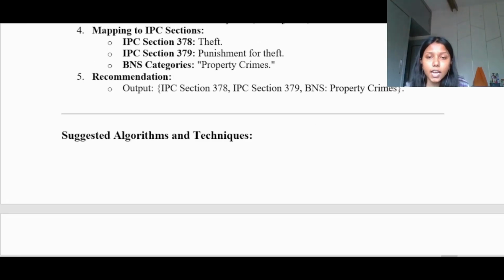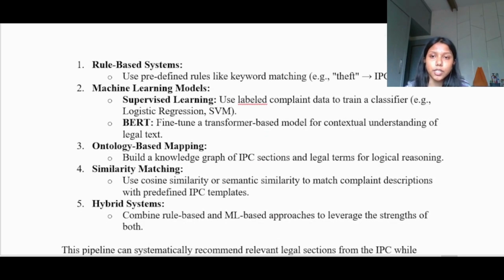The suggested algorithms and techniques for this process include rule based systems. Use predefined rules like keyword matching, for example, theft to IPC 378. Machine learning models, supervised learning. Use labeled complaint data to train a classifier, for example, logistic regression and SVM. BERT, fine tune a transformer based model for contextual understanding of legal text.